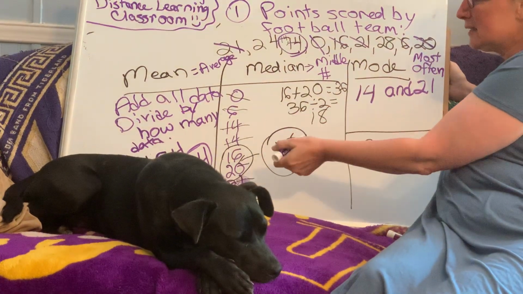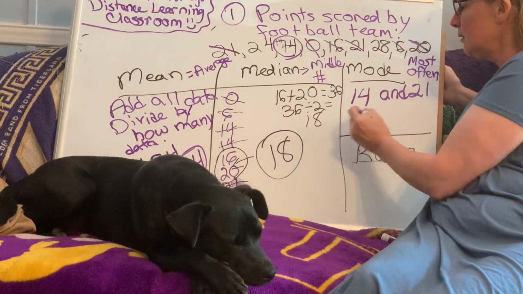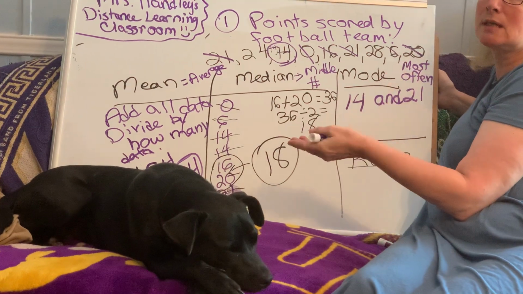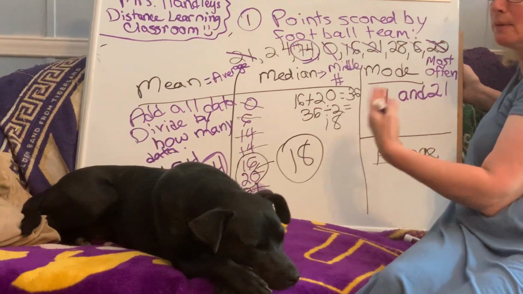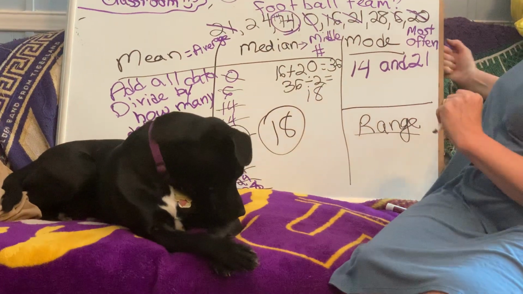Now, if there was one of every number or two of every number, then you would put none. Do not put 0, because then you're saying 0 appears most often. So be careful with that. But if there are two exactly the same, you put them both.